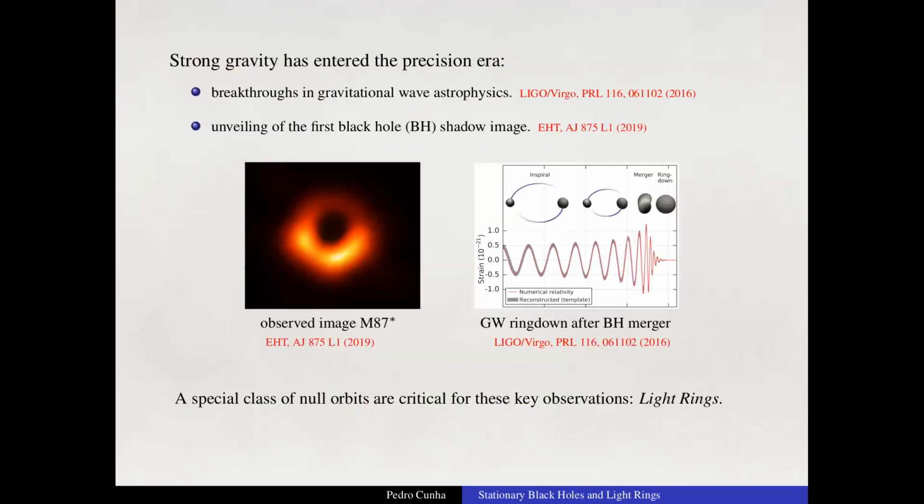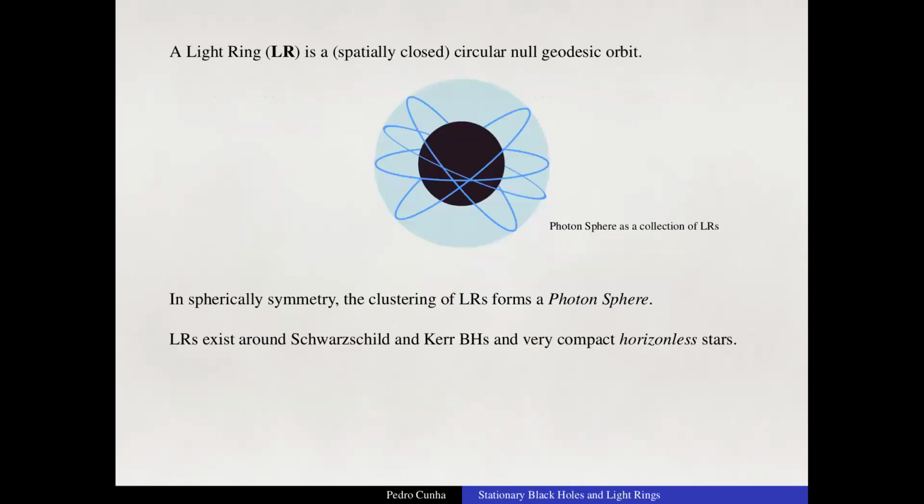With observations of gravitational waves by LIGO and the black hole shadow by the Event Horizon Telescope, we now have a window into the strong gravity regime close to black holes. The observation signatures of both the gravitational wave ringdown and the black hole shadow are strongly connected with a special class of null orbits that are called light rings. Light rings are closed circular null geodesics. In spherical symmetry, the clustering of light ring orbits forms the more familiar concept of a photon sphere.